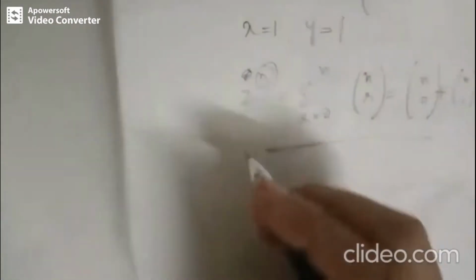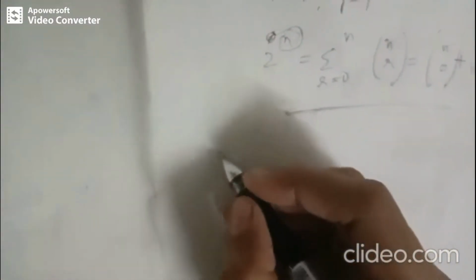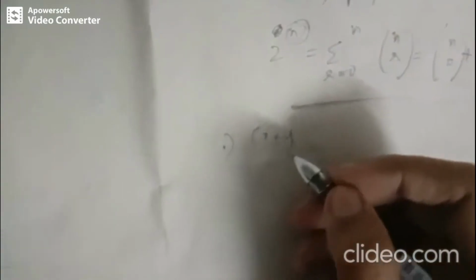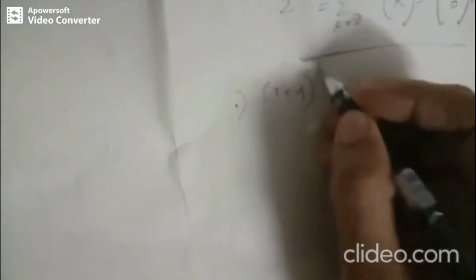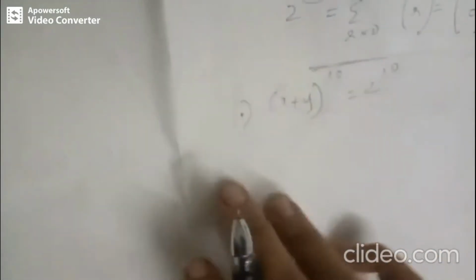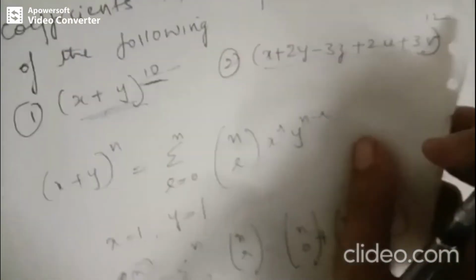So now we are going to write directly. They have asked you to obtain the sum of the coefficients. That is nothing but this particular term. So I can say the sum of coefficients for (x plus y) whole raised to 10 is nothing but 2 raised to 10. So this is the answer for the first sub question here, (x plus y) whole raised to 10.